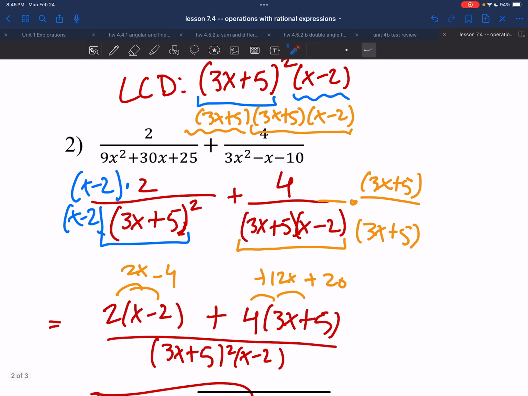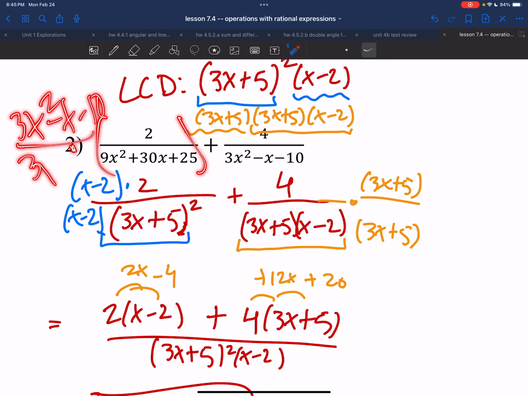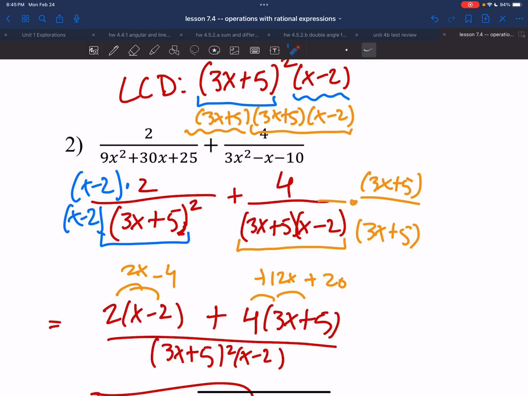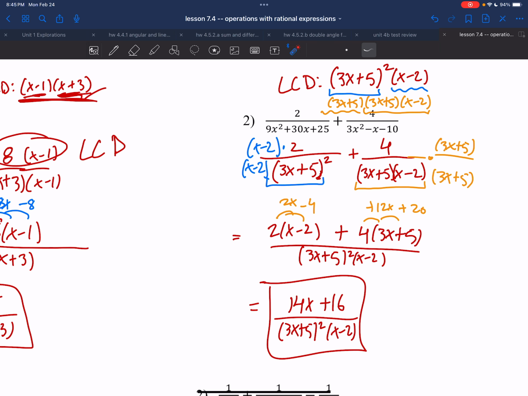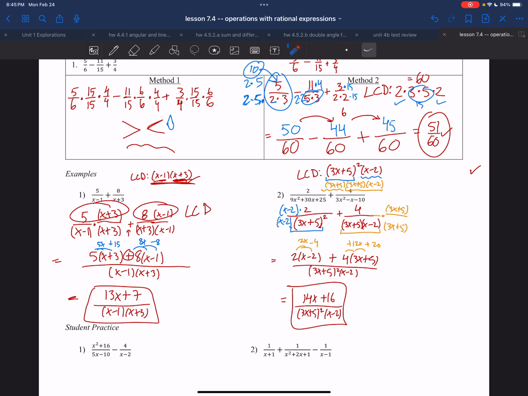Did you want to do that here? Did you want to take this fraction and multiply by 3x squared minus x minus 10 on top and bottom? And then multiply the other one by 9x squared plus 30x plus 25 on top and bottom? Oh my gosh, that's so much. That's terrible, right? We did not want to do that. That just would not even be fun. Oh my gosh, it would not be fun at all. So, there it is. Okay, that's 1 and 2.